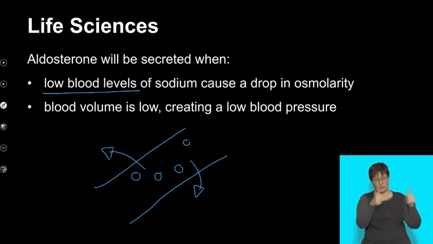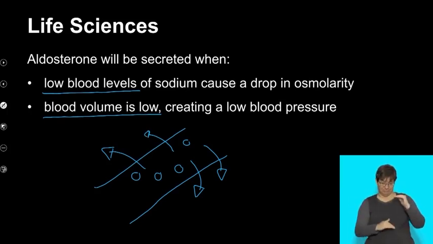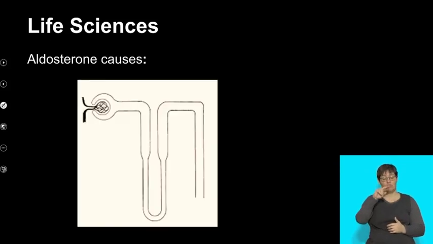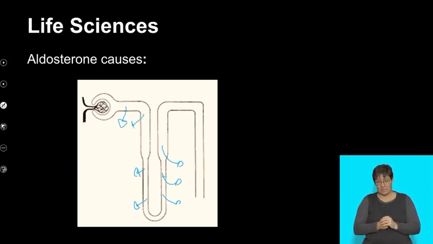That's not good. Also my blood volume is low, because water is moving out of the blood, and I don't want it to move out of the blood. So it creates a really low blood pressure. So what aldosterone is going to do is affect the salt. So where's this going to happen? Here in my sodium pump, and here during my tubular reabsorption.